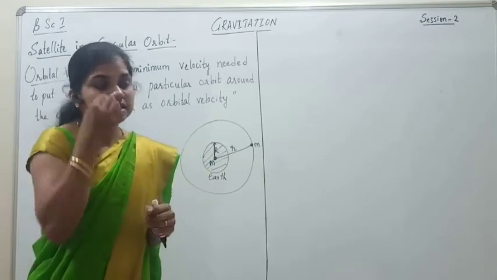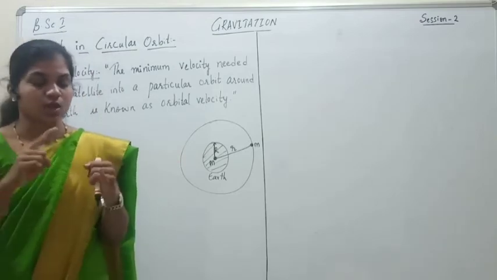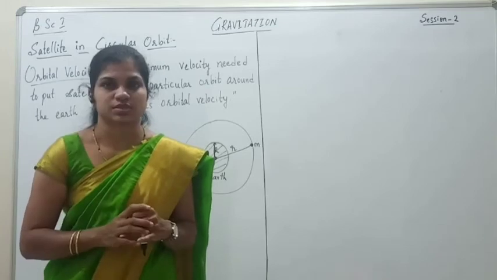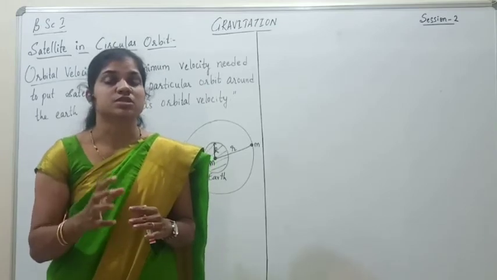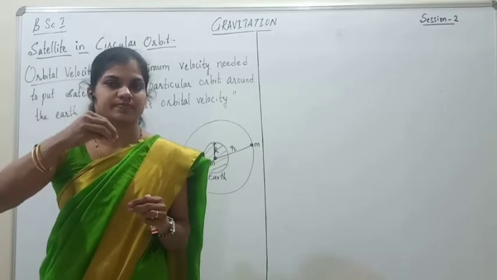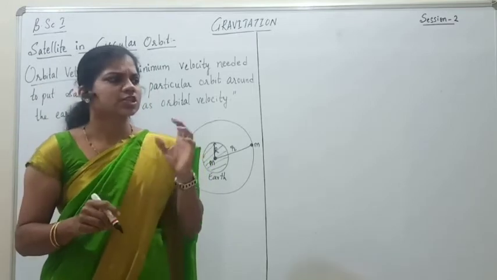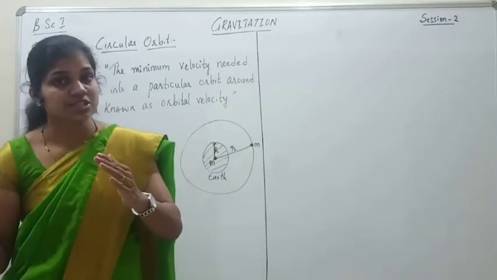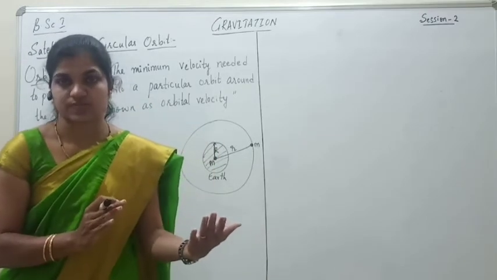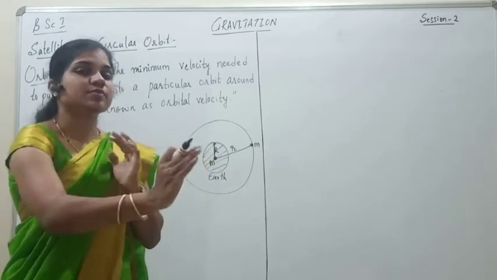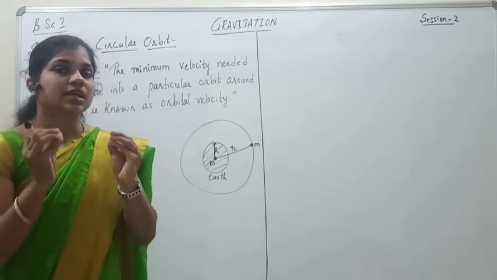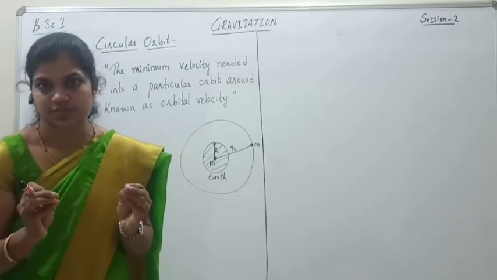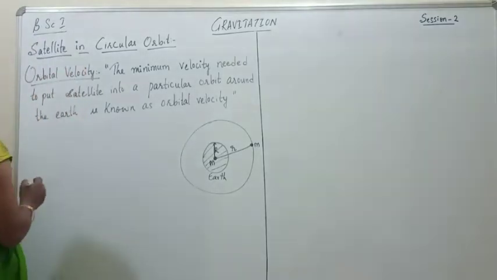So there are two forces acting here. One is a gravitational force and the other is a centripetal force. Centripetal force is the force which acts towards the center. So now we have to equate the gravitational force with the centripetal force. For the satellite to keep on revolving around the planet, the gravitational force has to be equal to the centripetal force. So what is the gravitational force?